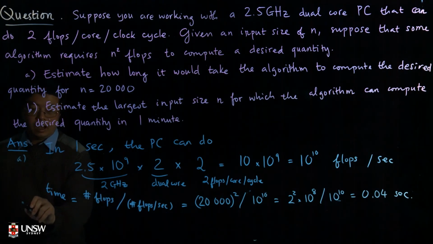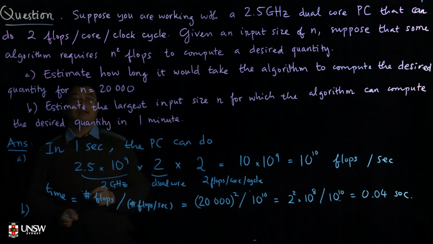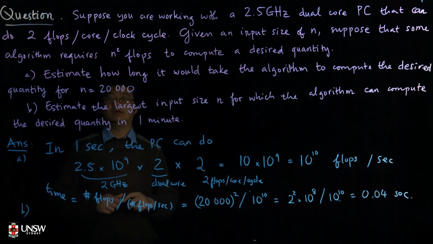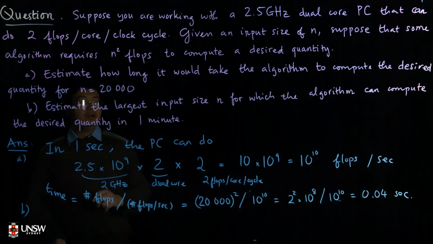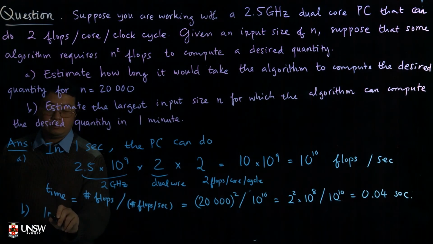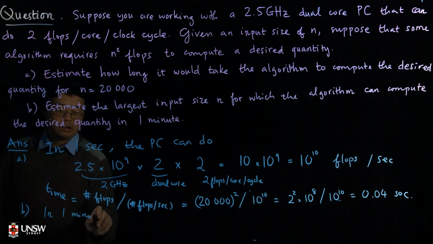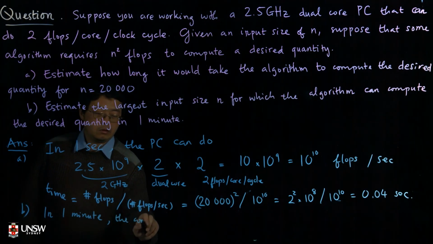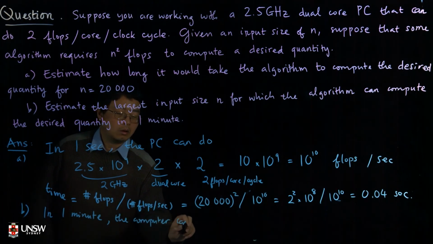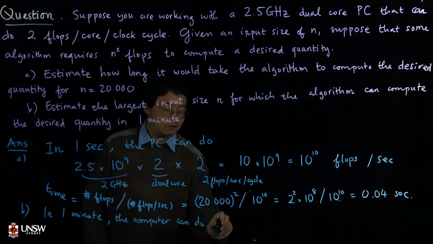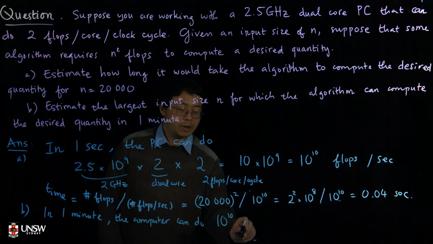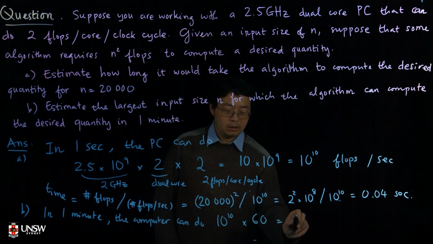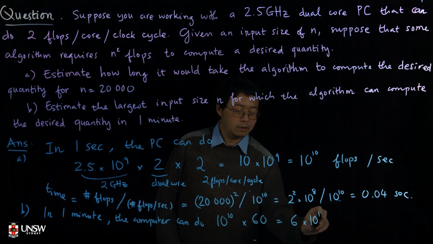And question B is, estimate the largest input size n for which the algorithm can compute the desired quantity in 1 minute. So in 1 minute, the computer can do 10 to the 10 flops per second, multiplied by 60 seconds. So it will be 6 times 10 to the 11 flops.